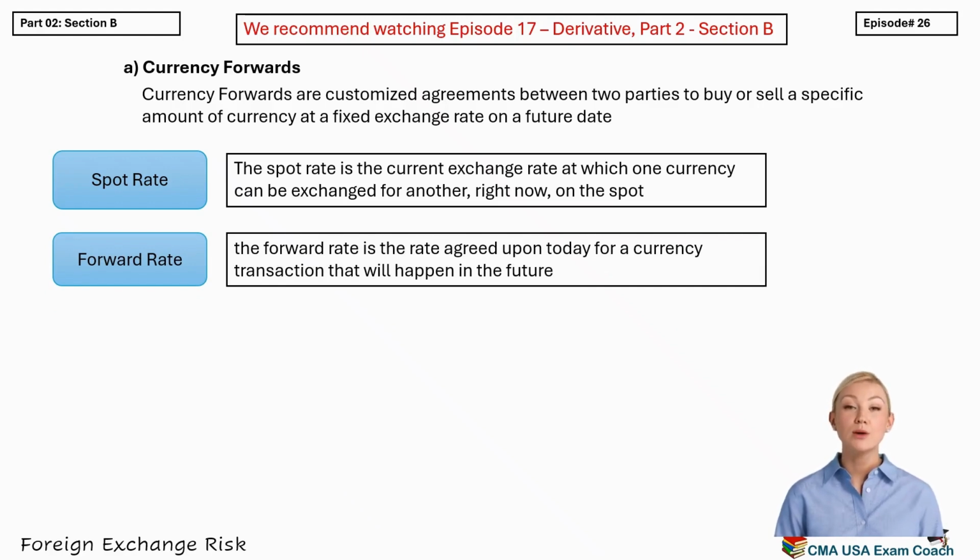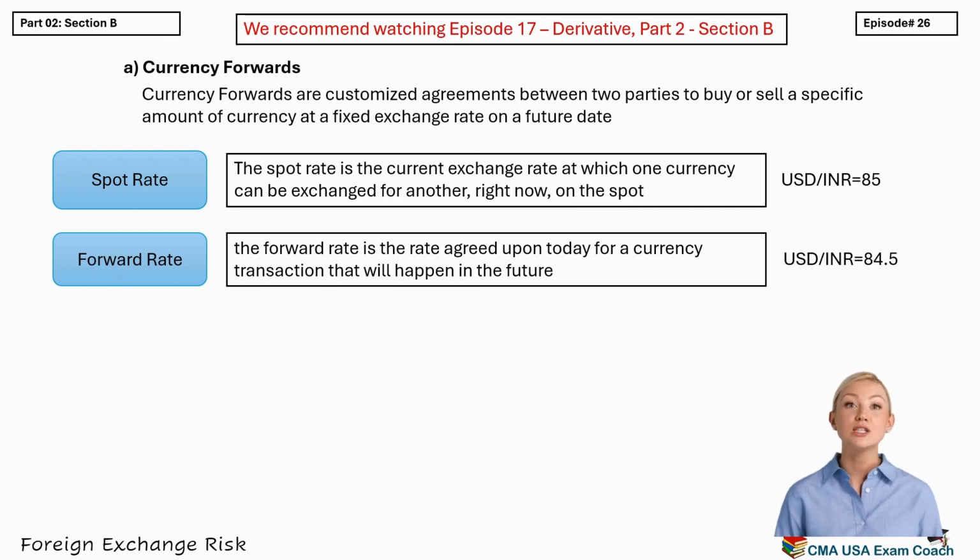For example, suppose today's spot rate for USD INR is 85, meaning 1 US dollar equals 85 Indian rupees. But a company expects to receive US dollars in 3 months. To protect itself from the risk that the dollar might weaken by then, the company enters into a forward contract to sell USD and receive INR at a forward rate of, say, 84.5. That way, they lock in their future exchange rate and avoid uncertainty.